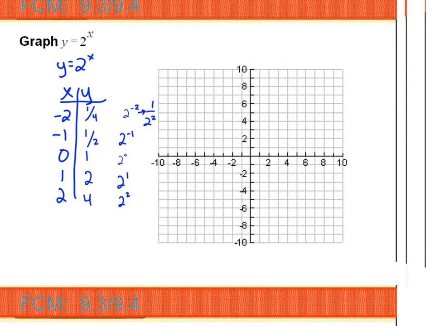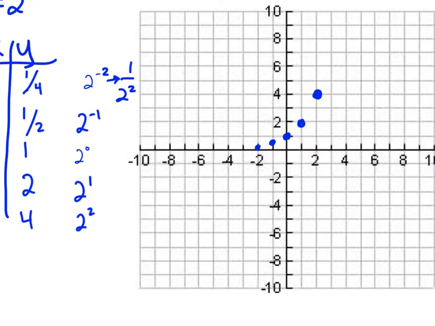And then I can plot those. Negative 2, 1/4. Negative 1, 1/2. 0, 1. 1, 2. And then 2, 4. All right. So I can see that this is kind of growing. If I started putting in more negatives, negative 3, for example, that would be 1 over 2 cubed, which is 1/8. If I put in negative 4, that's 1 over 2 to the 4th, which is 1/16.